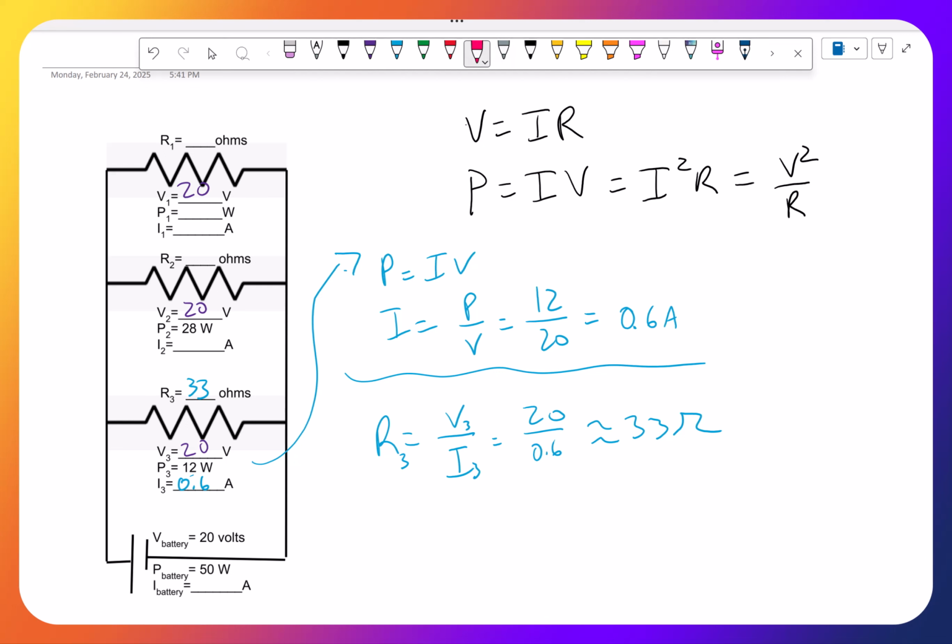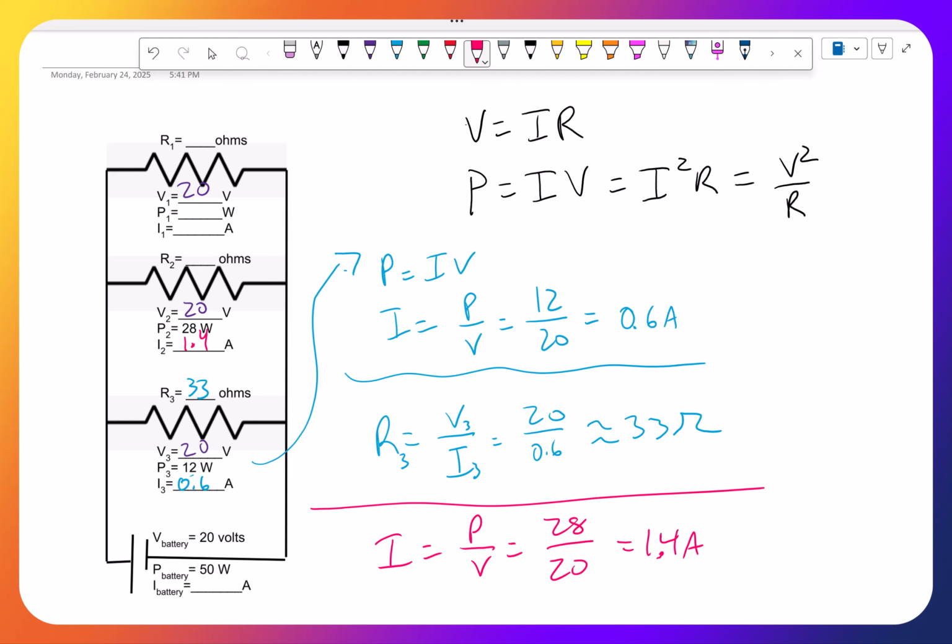All right, so now going here, I know the voltage and the power, so I can calculate the current. The current is going to be the power divided by the voltage using that equation. So the power is 28 watts, the voltage is 20. 28 divided by 20, I'm getting 1.4 amps. So that's going to be here, 1.4.